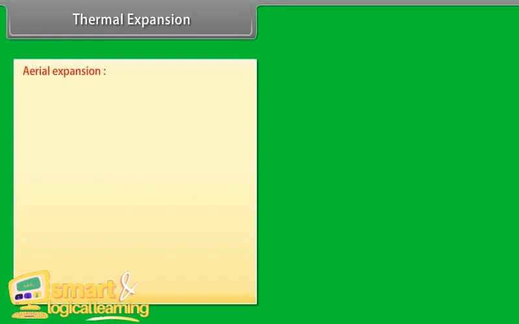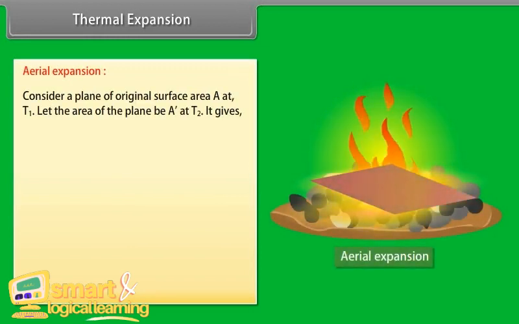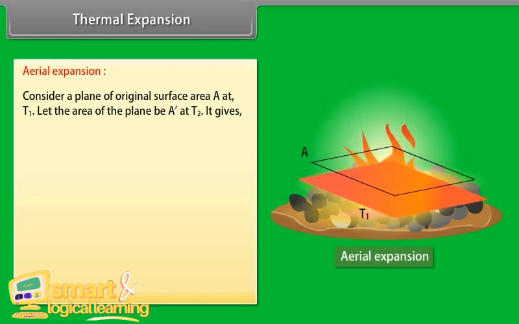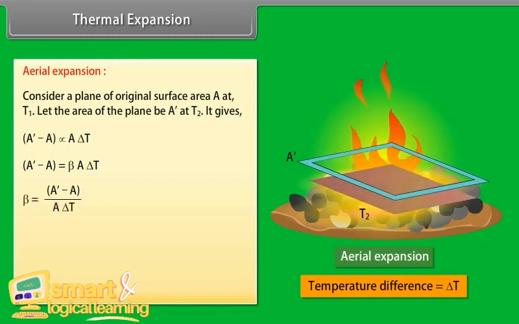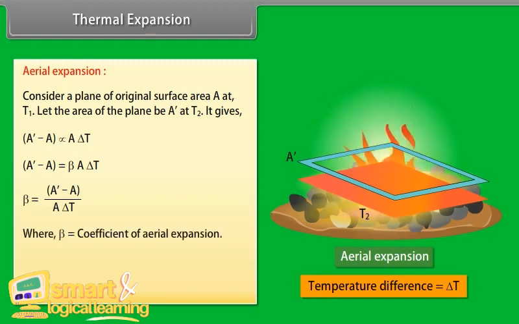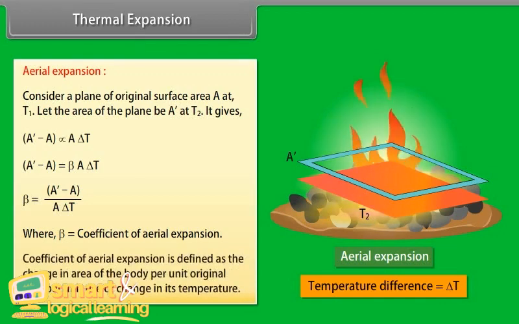Areal expansion. Consider a plane of original surface area A at temperature T1. Let the area of the plane be A dash at temperature T2. It gives A dash minus A is directly proportional to A delta T, or A dash minus A is equal to beta A delta T. Value of beta is equal to A dash minus A upon A delta T, where beta is equal to coefficient of areal expansion. Coefficient of areal expansion is defined as the change in the area of the body per unit original area per unit rise or change in its temperature.